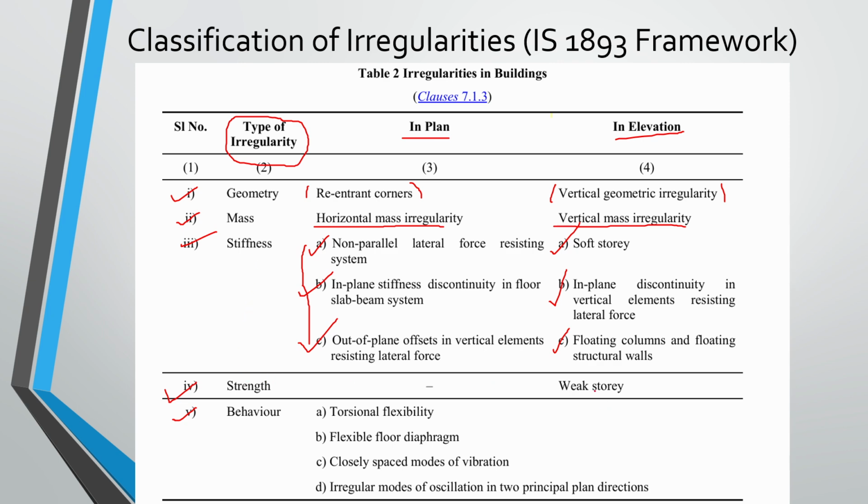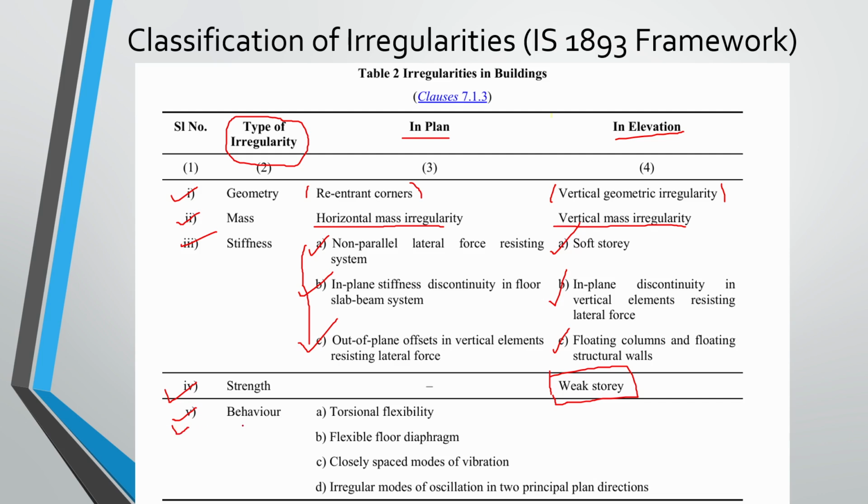For strength, there is none in plan, but in elevation it is weak story. I will explain in my further videos the difference between weak story and soft story. Currently we are focusing on just covering the overall picture of irregularities.